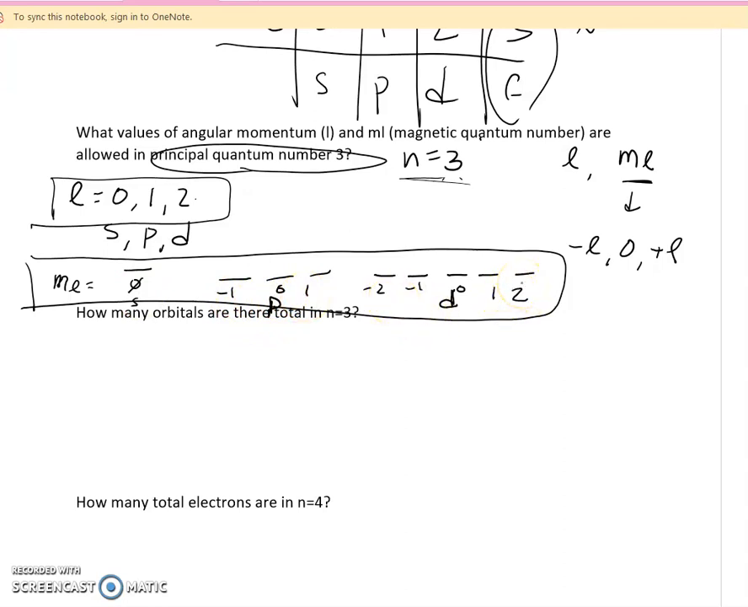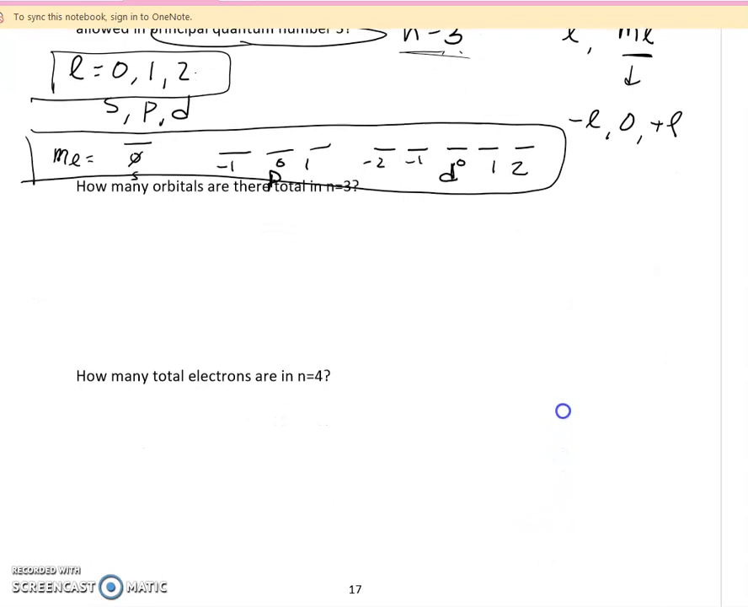Now, would you have to draw the orbitals here, the lines? You don't have to, but I recommend it if you've not done it before. It makes it easier. Okay, but those are your two answers. Okay, now let's do another problem.